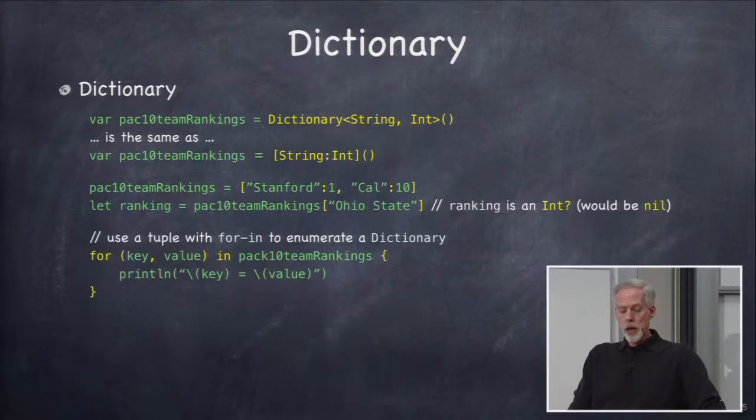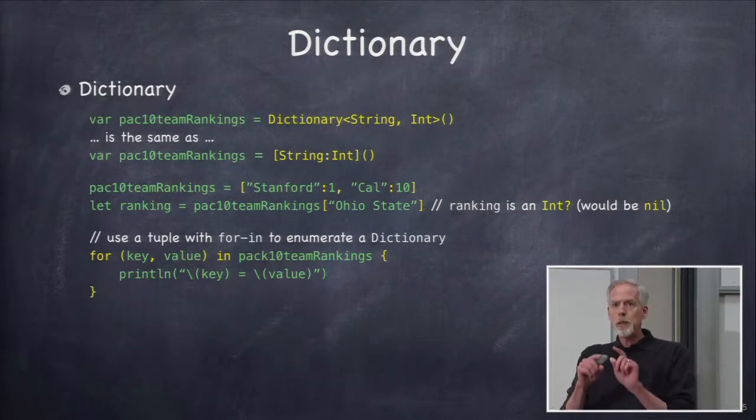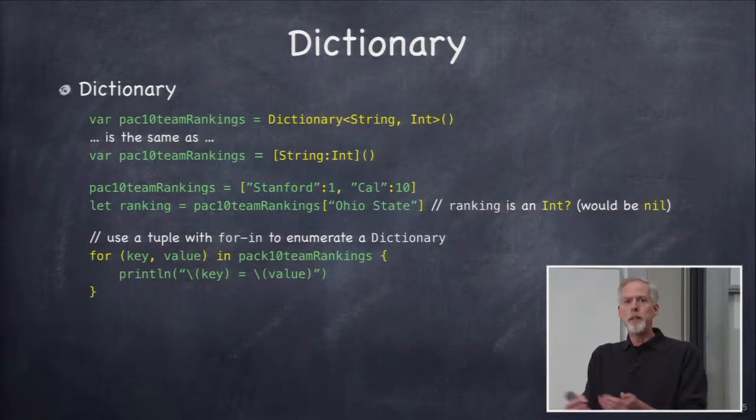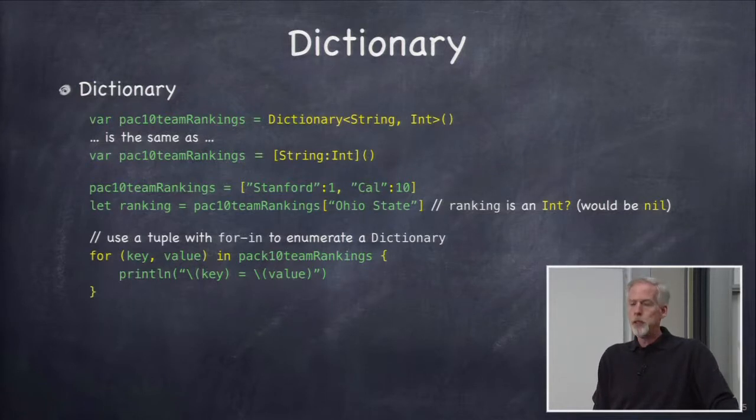To enumerate a dictionary, you use a tuple. So you say for the tuple key comma value in the dictionary, and then inside there, key and value will both be set. So that's a really easy way to enumerate dictionaries.